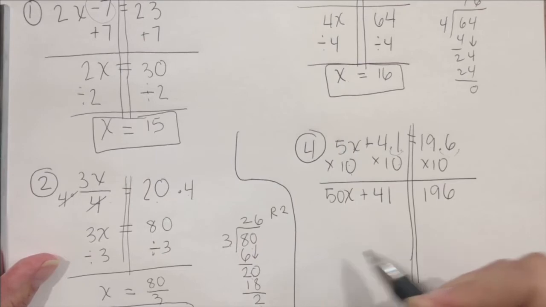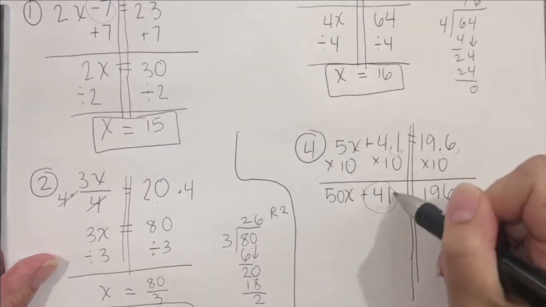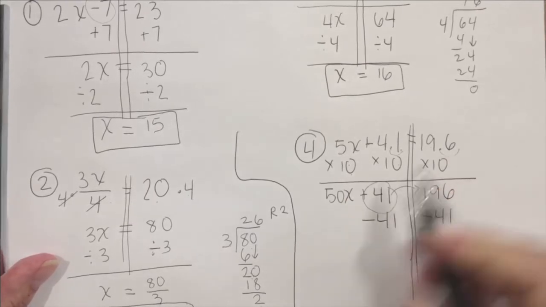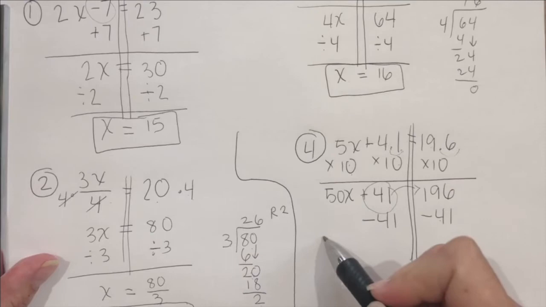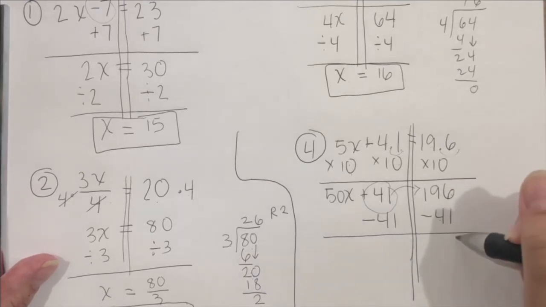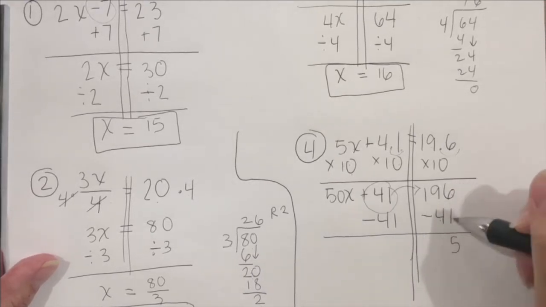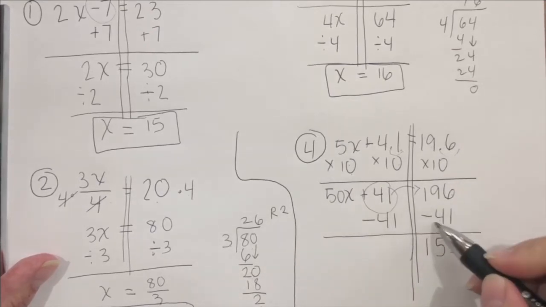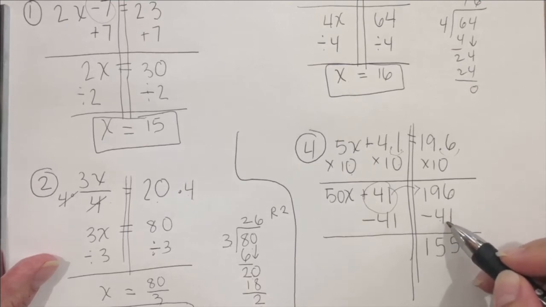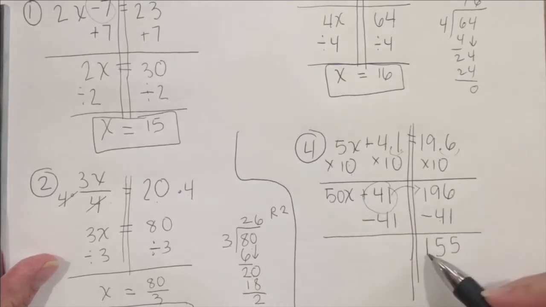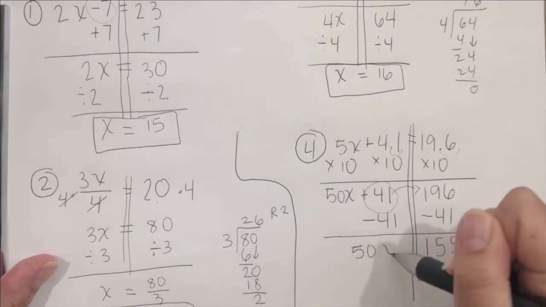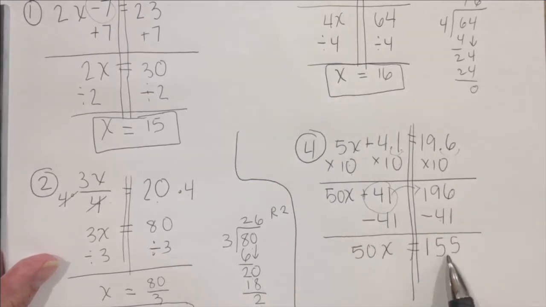All right, so thinking about our equation mat, we're going to take that 41 and flip it, meaning we subtract 41 because it was positive, so now it's going to be negative over there. 6 minus 1 is 5. 9 minus 4 is also 5. And then we have a 1. So 196 and 41 negative tiles, remember we flipped them, leaves us with 155 tiles once we do the zero pair thing. So now 50x is equal to 155.